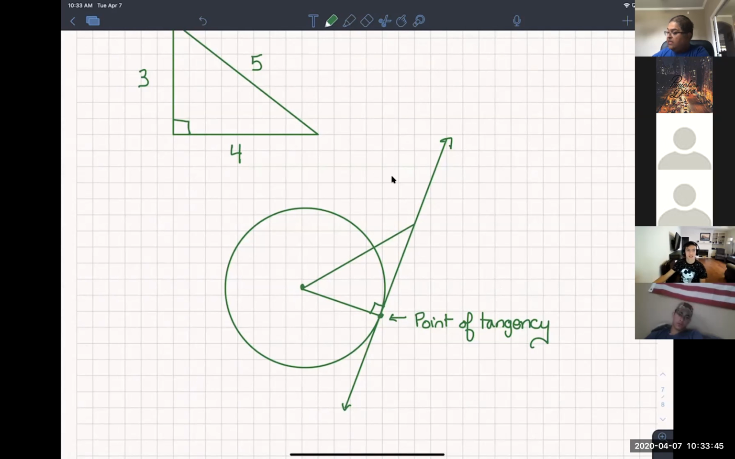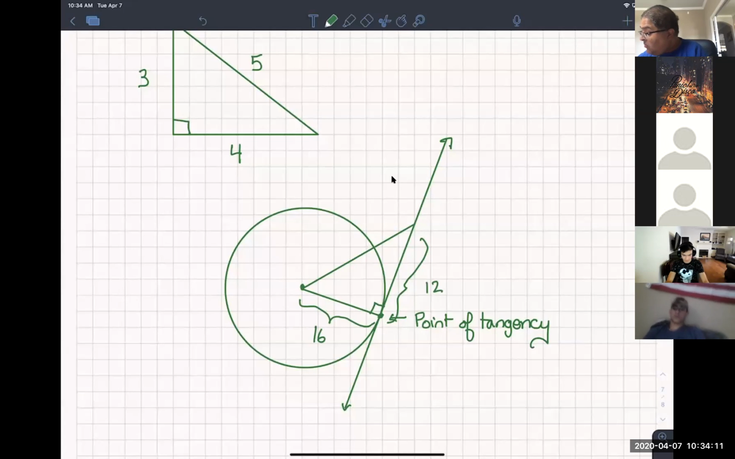If I know that from here to here is, say, 12, and I know from here to here is, say, 16, my question is, what would this length be right here? This piece right here. How do you think I can figure that out?